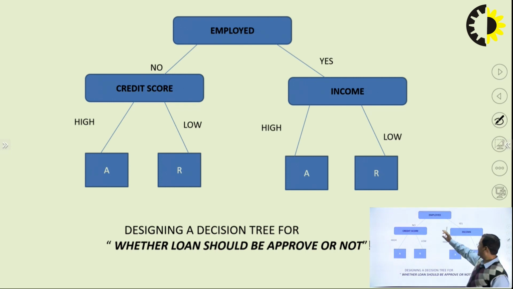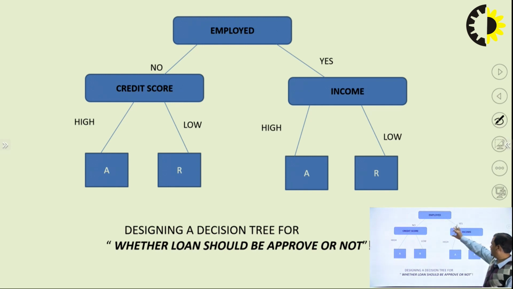Again, if the person is not employed, then we will see the credit score of the applicant. If the credit score is very high, that means the person has some other source of earning. If he or she has a high credit score, they are earning money, so the loan should be approved. Otherwise, if the credit score is very low, then the loan application will be rejected.